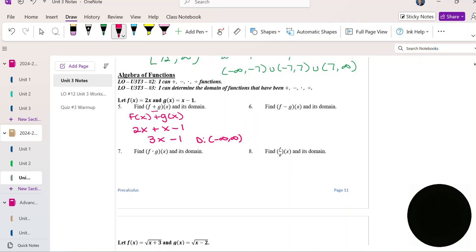Whenever you're finding the domain of a combination, you find the domain of f of x and take the intersection with the domain of g of x. That will give you the domain for any of the combinations. In this case, they're both all real numbers, so the intersection is just all real numbers. So for this one, the domain is going to be all real numbers.